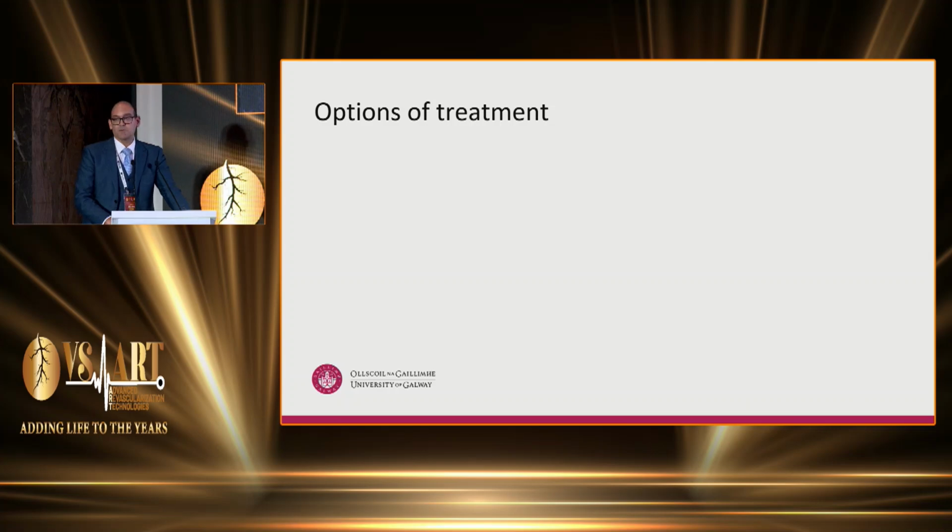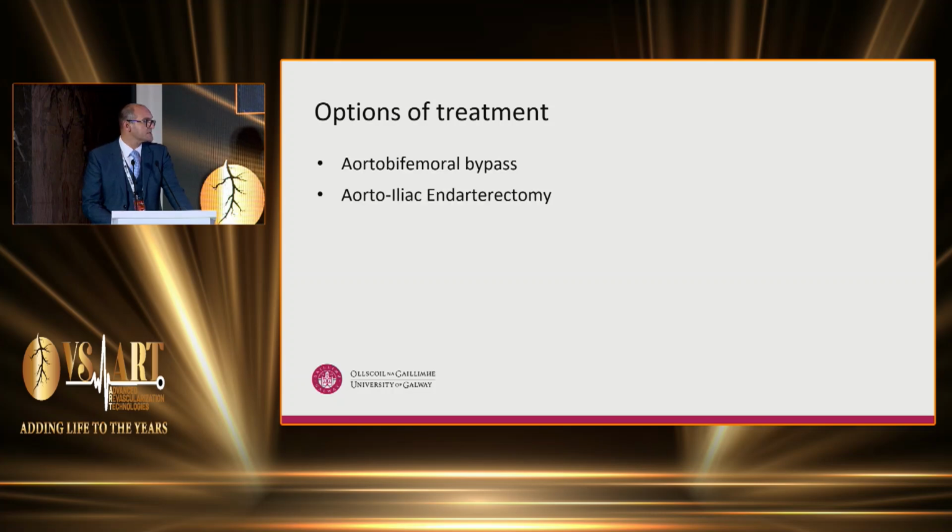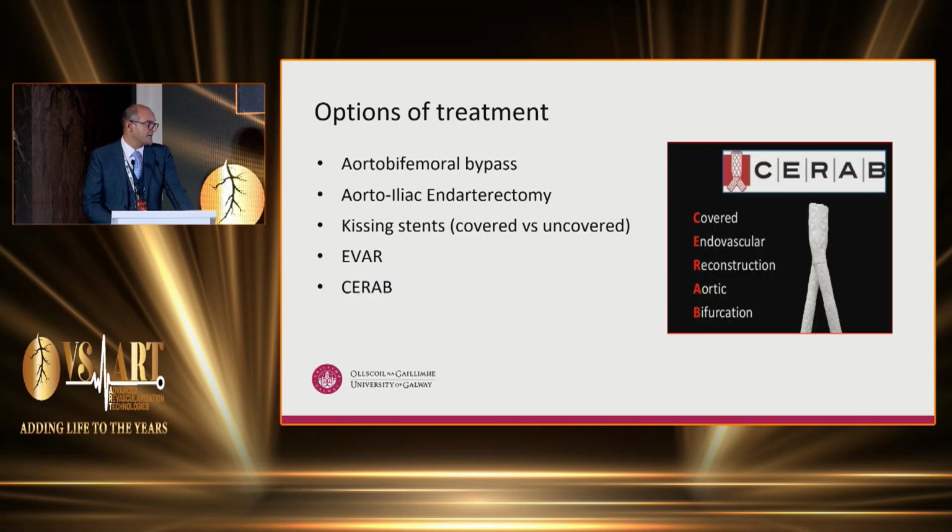There are multiple options for treatment of aortoiliac occlusive disease. Over the years, we've gone through aortobifemoral bypasses, aortoiliac endarterectomy, and kissing stents using both uncovered and covered stents, and aortic unibody EVARs, as well as CRAB.